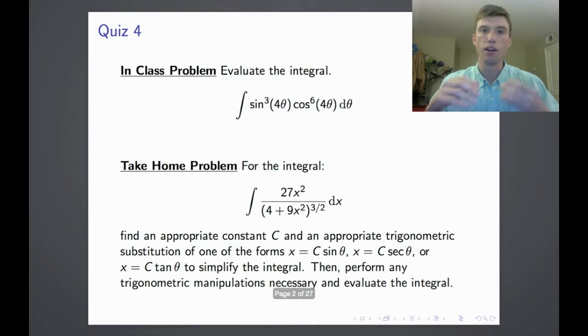Quiz number 4 had two parts. It covered trig substitution and trig integration. The first problem, a trig integration problem, asks you to evaluate the integral of sine cubed 4 theta cosine to the 6th 4 theta with respect to theta. The second problem, a trig substitution problem, asks you to consider the integral of 27x squared divided by 4 plus 9x squared, all raised to the 3/2 power, with respect to x. We were asked to find an appropriate trig substitution for the integral and then evaluate the integral.